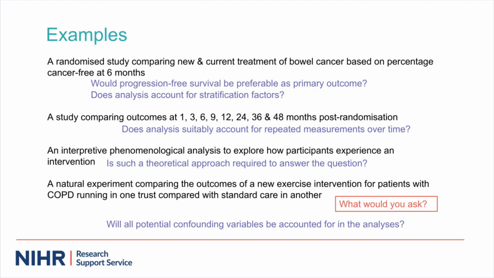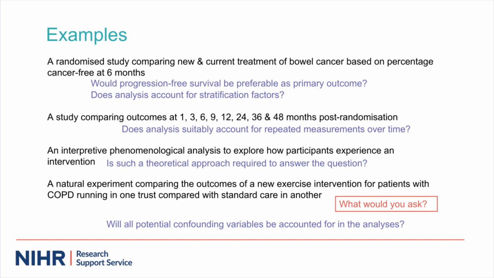Well, a statistician might ask you, would progression-free survival be preferable as a primary outcome? And does the analysis account for stratification factors? A study comparing outcomes at 1, 3, 6, 9, 12, etc. months post-randomization. Does the analysis suitably account for repeated measures over time? An interpretive phenomenological analysis to explore how participants experience the intervention. So is such a theoretical approach required to answer the question, or is there another approach that might be more appropriate?